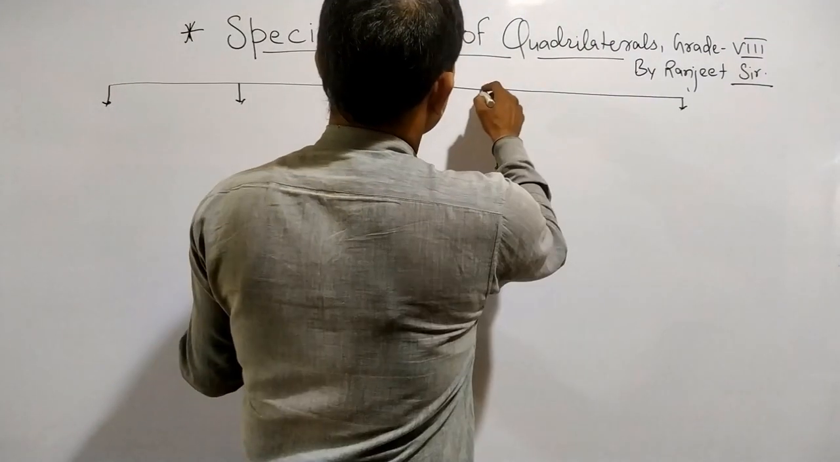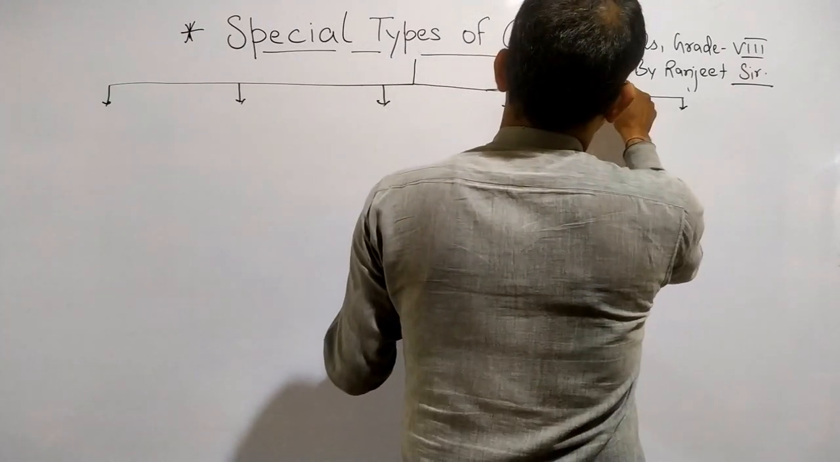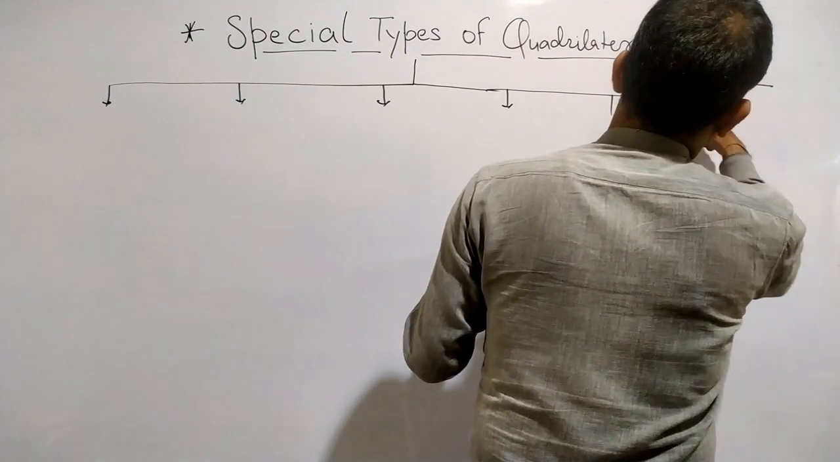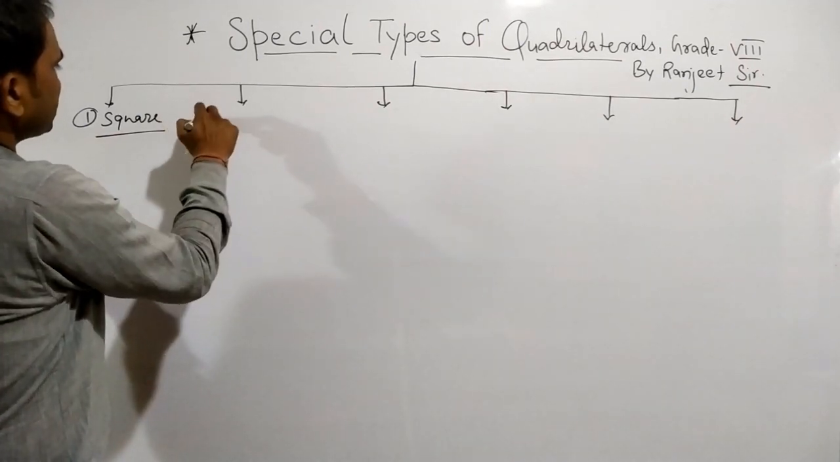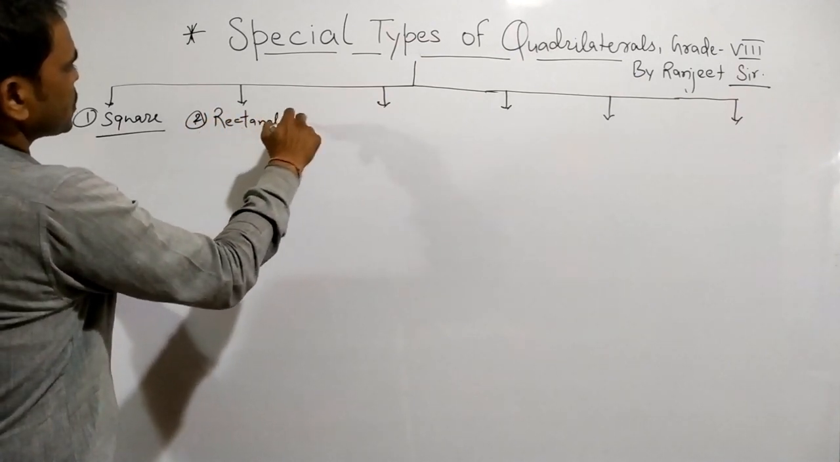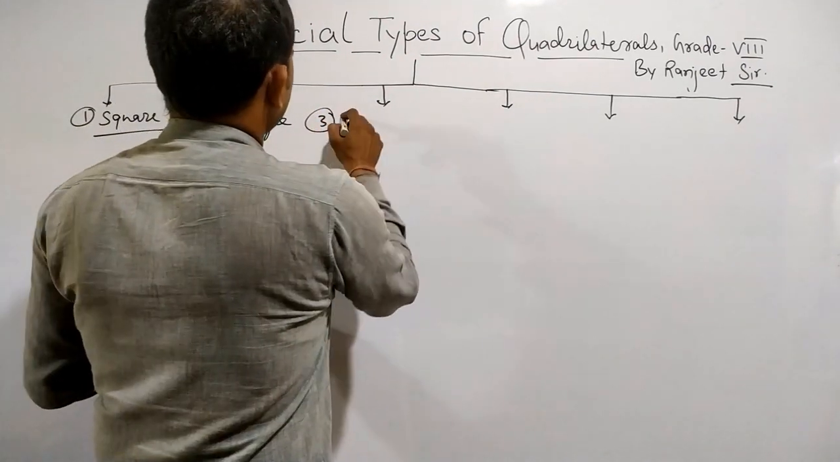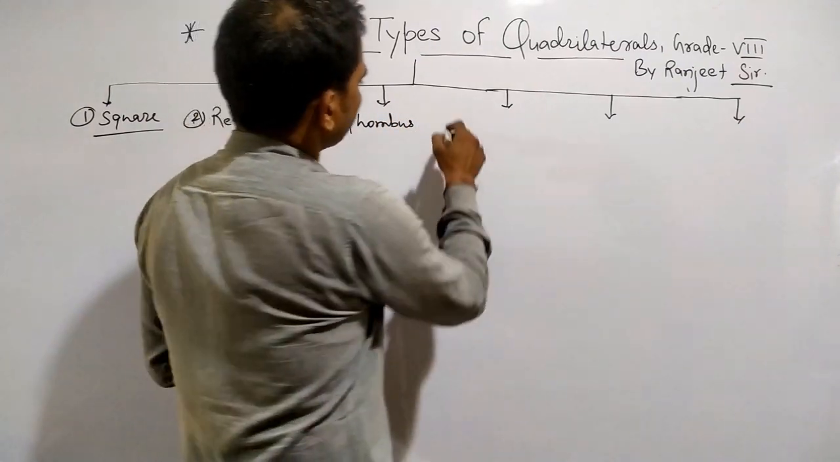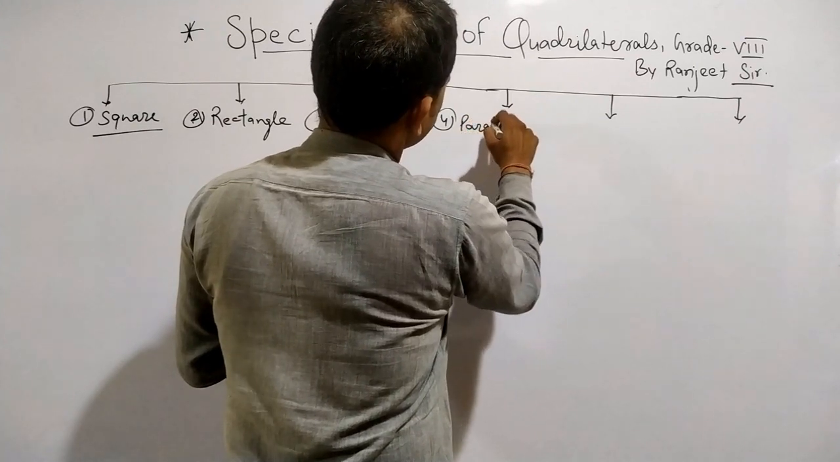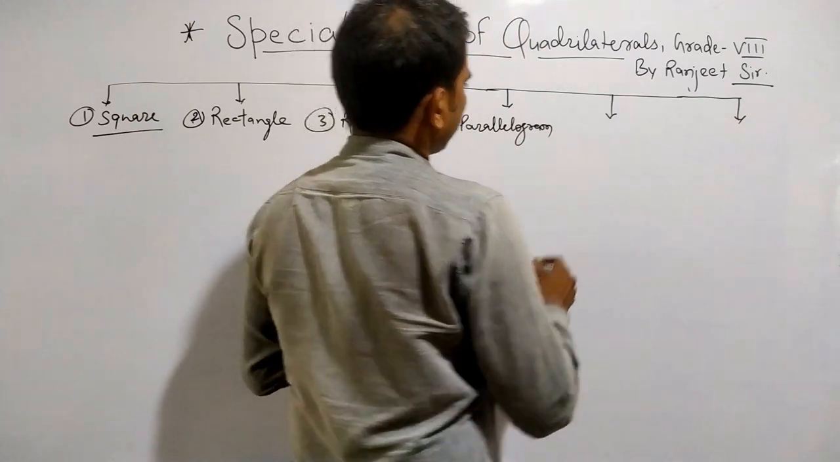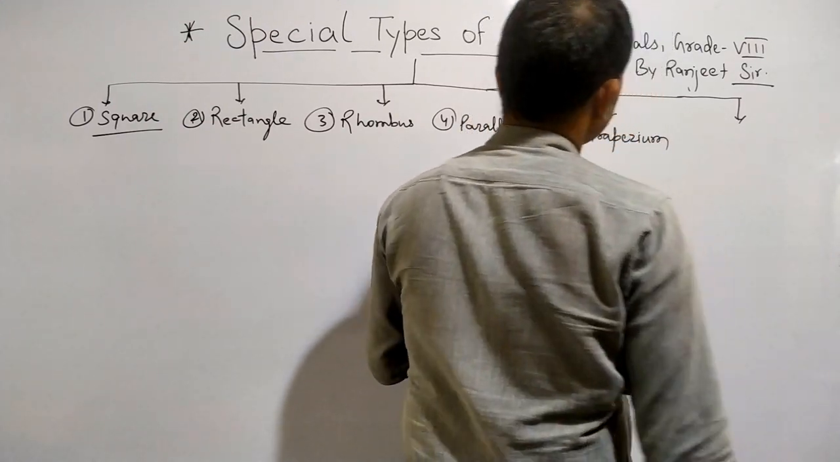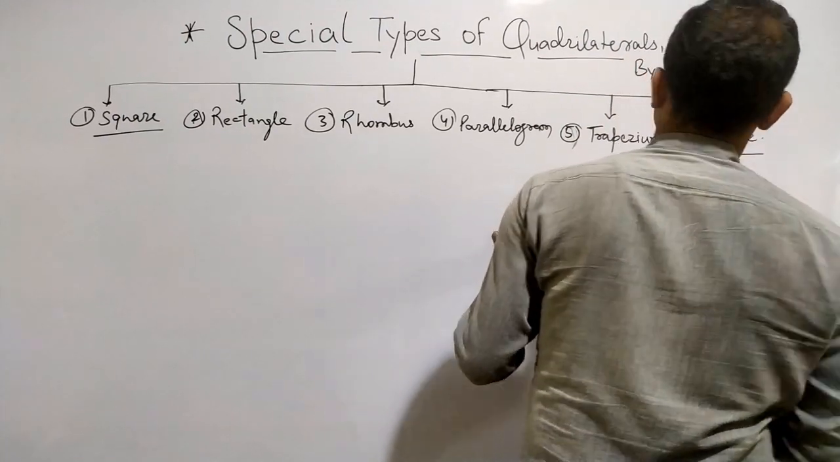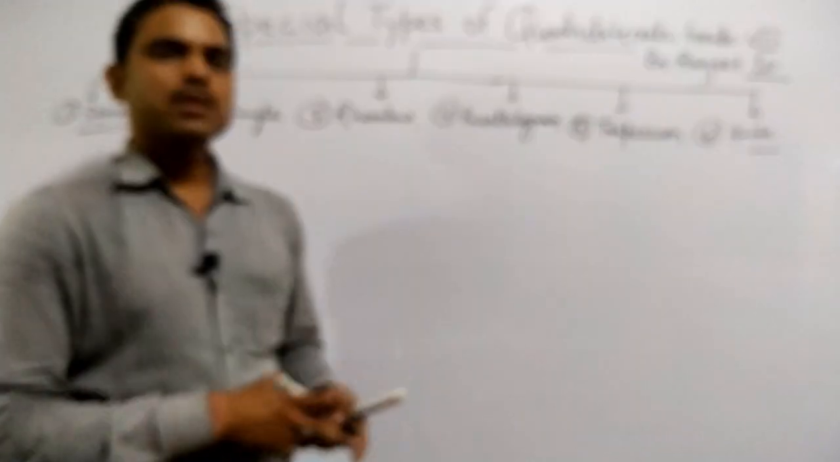Fine. So 1, 2, 3, there are 6. So 6 I'm making. One more I increase it and I write here. So first one is square. I think we are friendly with it, but still I'll explain. Second number is rectangle. The third one is rhombus. Fourth one is parallelogram. Fifth one is trapezium. And sixth one is kite.